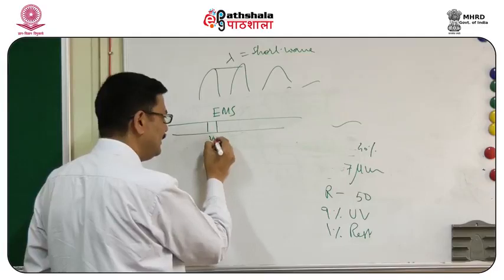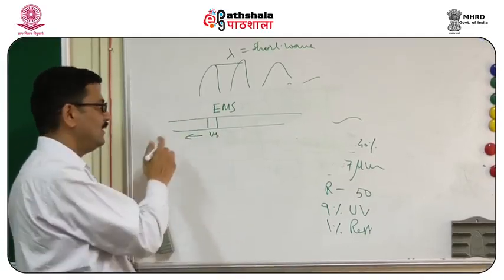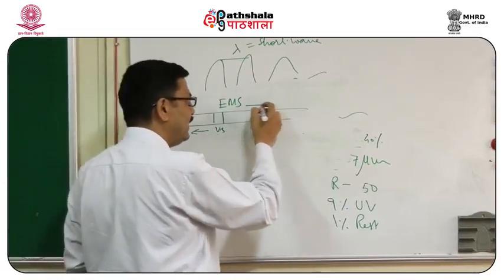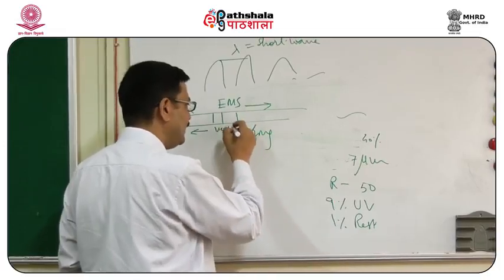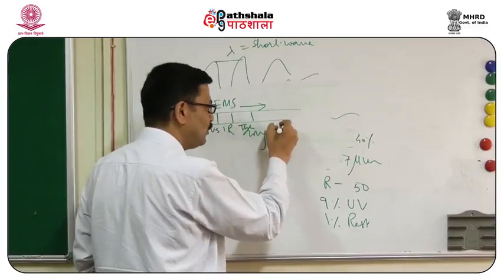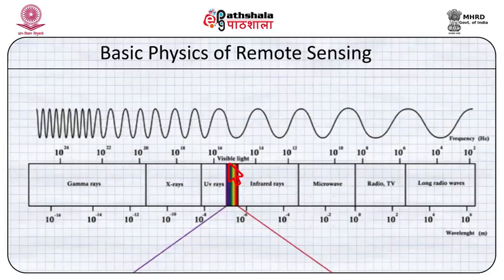This is the visible region. If we go to the left side of it, we have the X-rays, gamma rays and other rays, that is the short wave region, and if you go to the right side of it, we have the long wave region, that is the infrared, IR, then the thermal, then the microwave, and so on. So, if you see figure 1, what does it show?